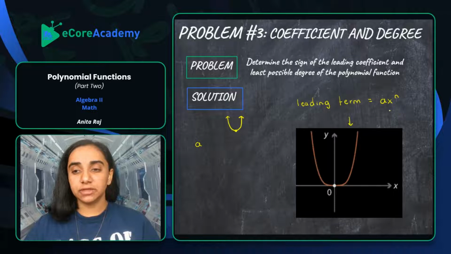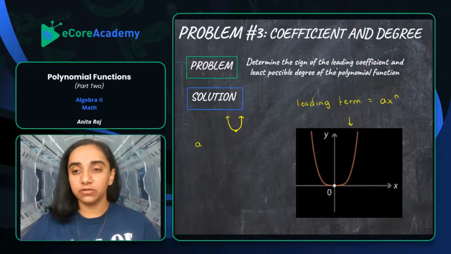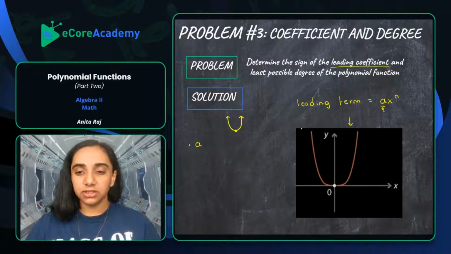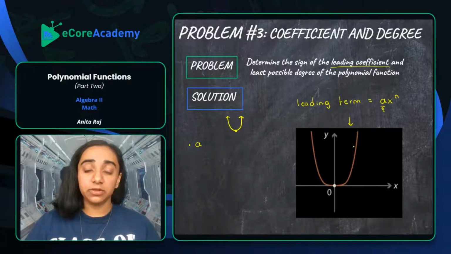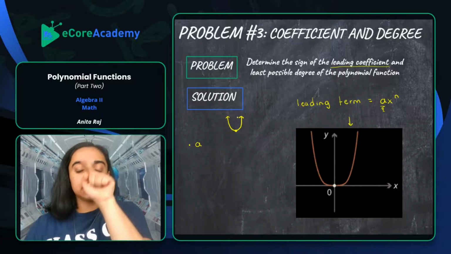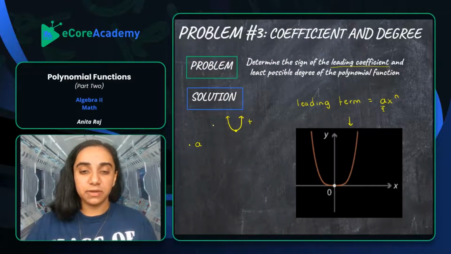So the leading term is ax to the power of n. We're trying to figure out what the sign of the leading coefficient is. Remember, the leading coefficient is going to be a. So we're trying to find out, is a positive or is a negative? Well, if we look at this, it looks a lot like a parabola, right? And when we talked about in the quadratics unit, when a parabola is shaped like this, remember how I said it's like a bowl? That means it is positive. The leading coefficient is positive.